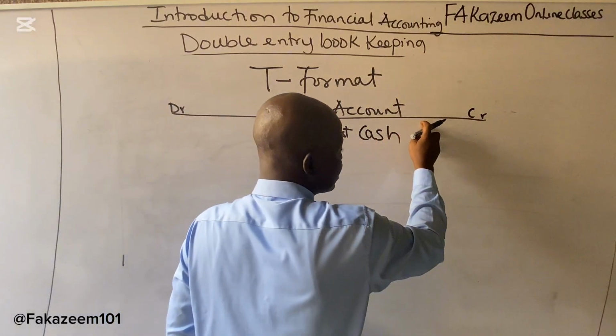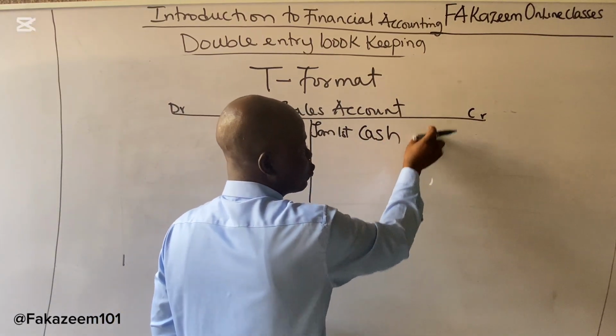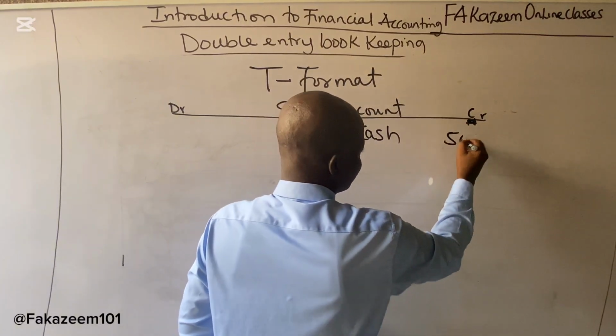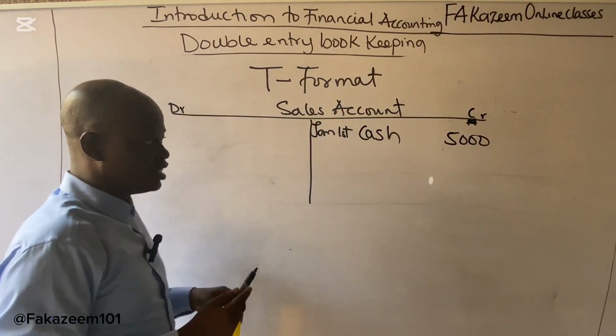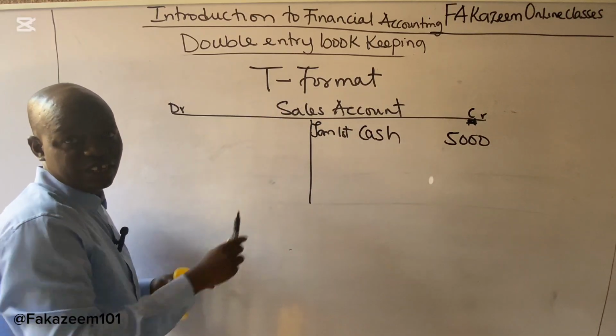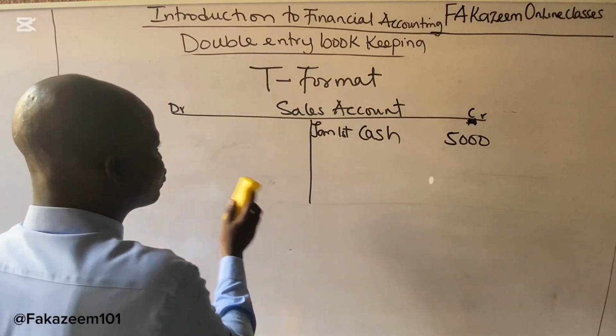And in the classroom, we don't use the folio column. But to show that there's an amount, you put a naira sign and put 5,000 naira. This is a format of a sales ledger using the T format. Now, let's go practical.